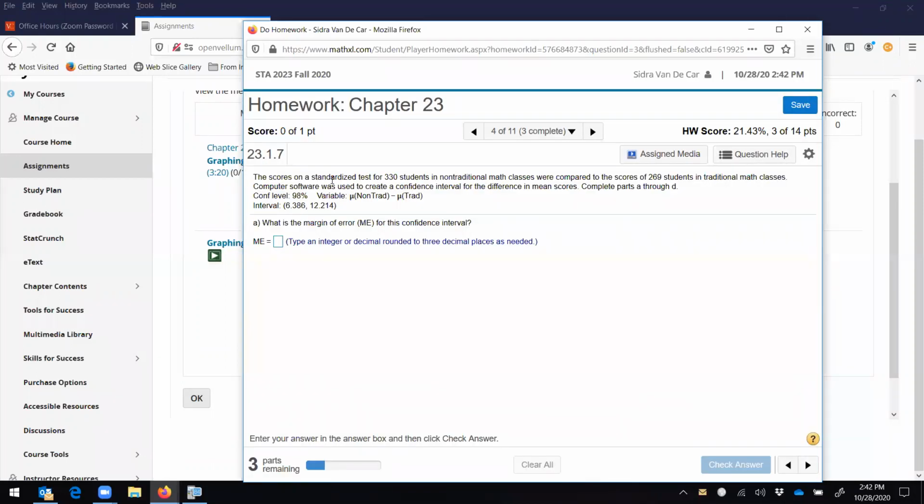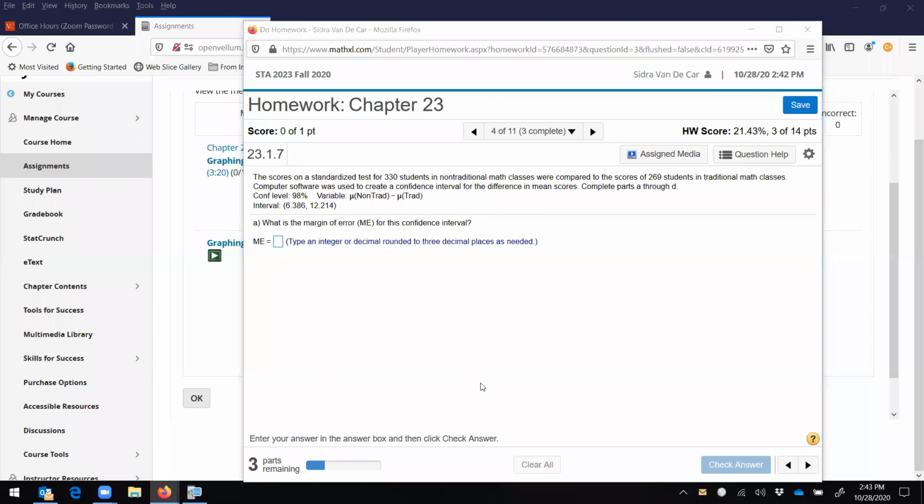All right. The scores on a standardized test for 330 students in non-traditional math classes were compared to the scores of 269 students in traditional math classes. Computer software was used to create a confidence interval for the difference in the mean scores. Okay, here's our confidence interval. What is the margin of error for this confidence interval?